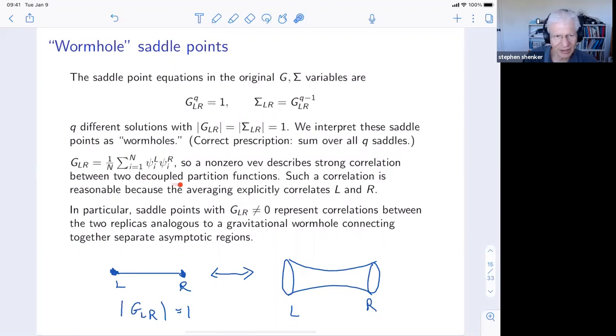And so here I just said that the value of G left right is a wormhole. It describes strong correlation between the two decoupled theories because you're summing over the couplings. And so we represent this thing being non-zero by this line between these two time points. And the analogy is that's like this wormhole configuration. Here we don't have any time left. So it's like we're just picking a slice like that.